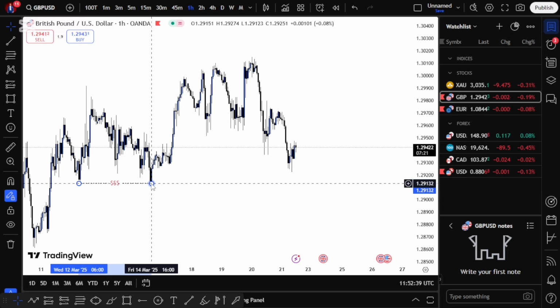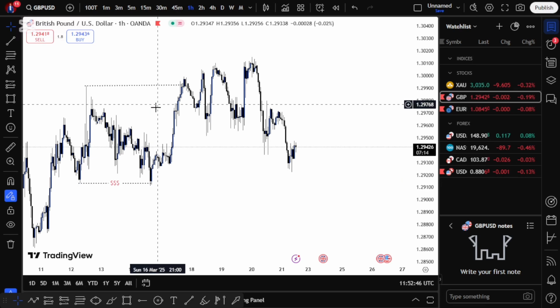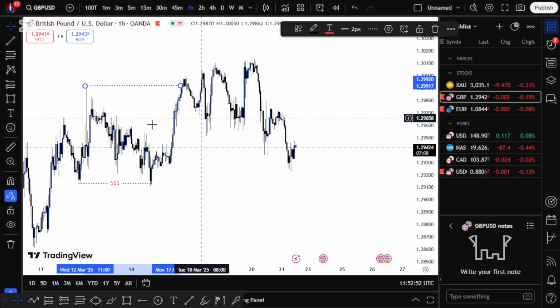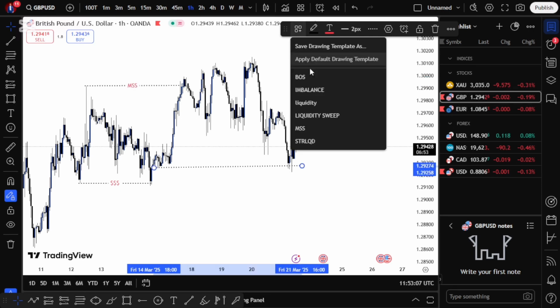Since we have a liquidity sweep, we have a break of structure to the upside, a market structure shift. Whatever you want to call it, can be BOS. We have our inducement right here, and also inducement right there. This was the inducement that I actually waited for, and we have our POI here.